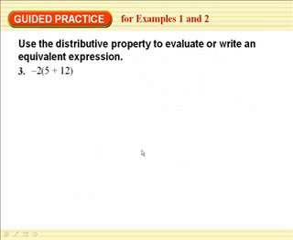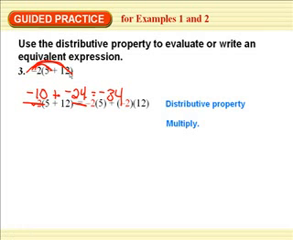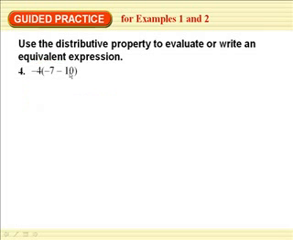Use the distributive property to evaluate or write an equivalent expression. So to evaluate means if it's numbers, you just take it right on out and get the answer. Negative 2 times 5 is negative 10, plus negative 2 times 12 is negative 24, and that comes out to be negative 34. I want to see these numbers so I know you are using the distributive property. There's those numbers. And then the answer is negative 34.